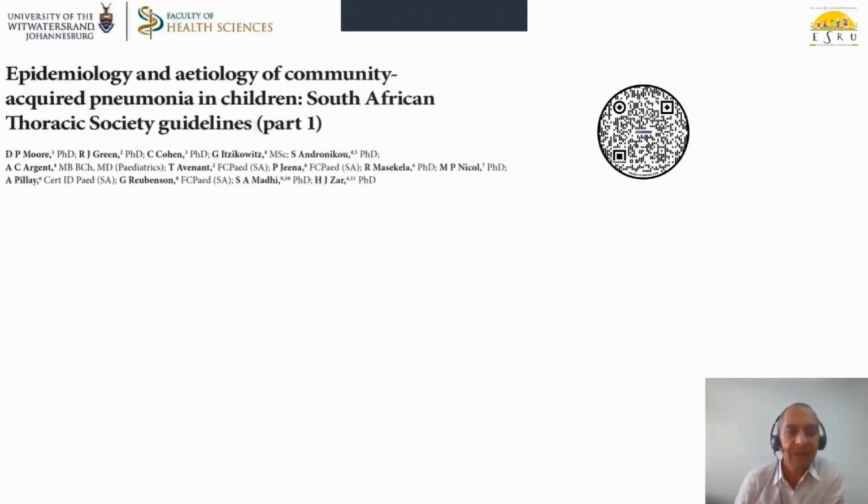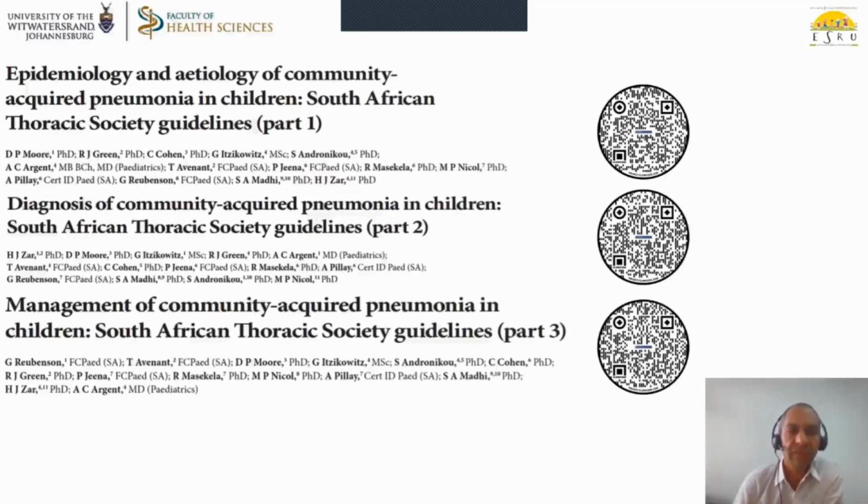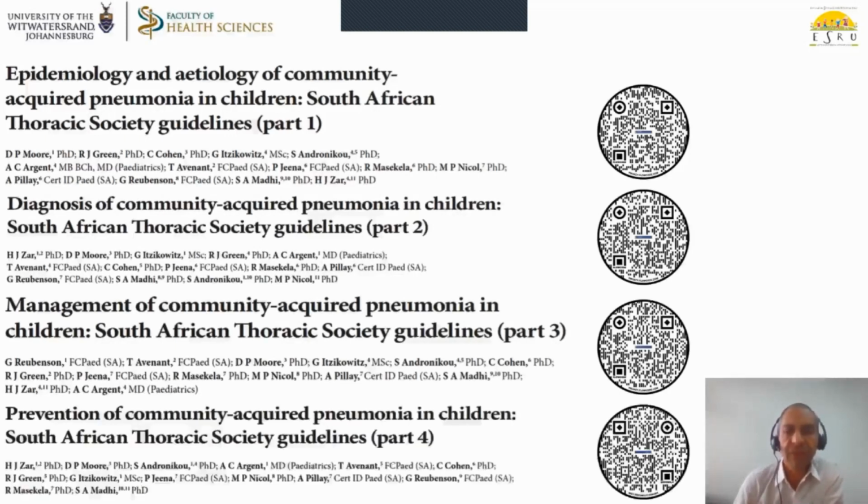The guidelines themselves were published in 4 separate parts, looking firstly at the epidemiology and etiology, then diagnosis, management, and finally prevention. And each of those are freely accessible. If you are interested in the full text of those articles, again, the QR codes on the screen at the moment will take you directly to each of those publications.